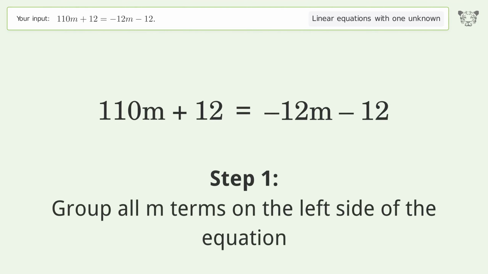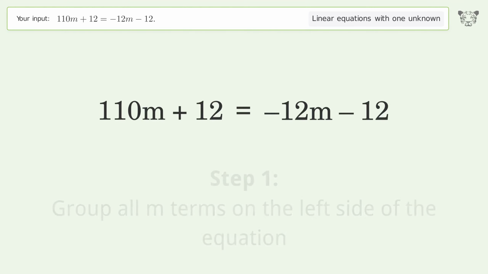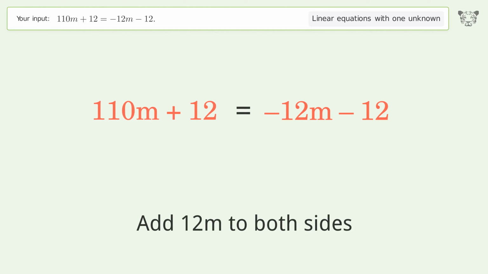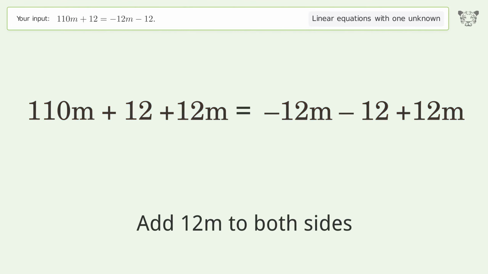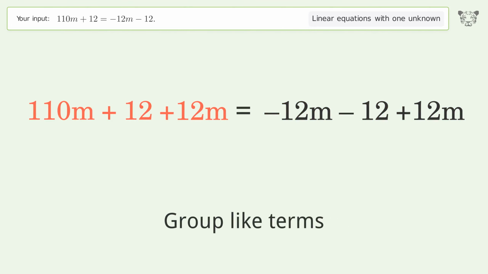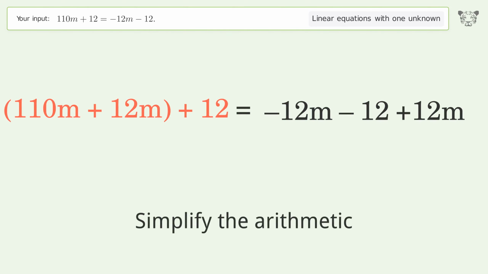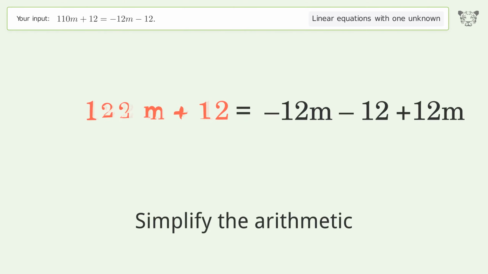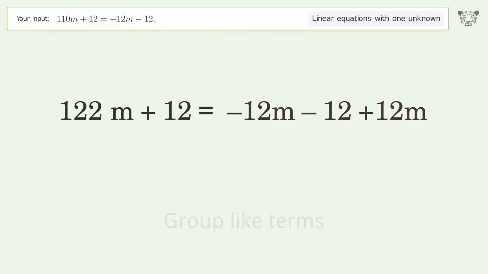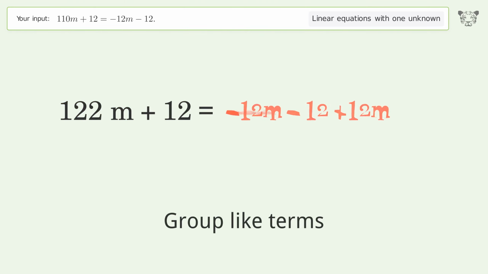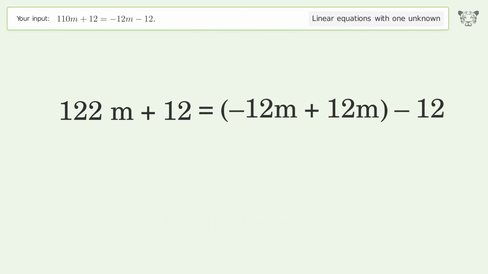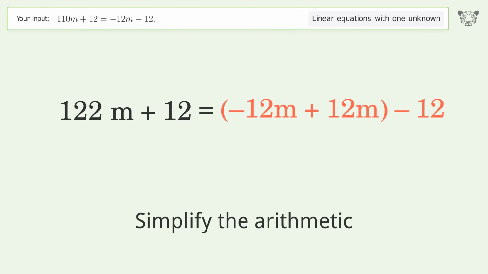Group all m terms on the left side of the equation. Add 12m to both sides. Group like terms. Simplify the arithmetic. Group like terms. Simplify the arithmetic.